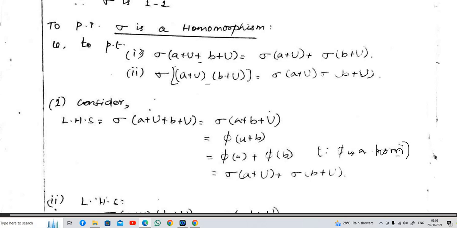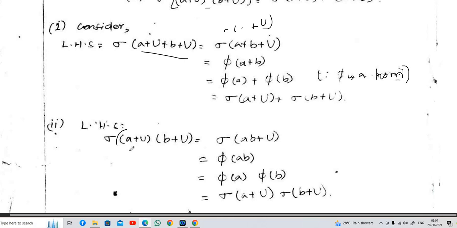So we consider the LHS of the first one, and remember sigma will function only if it is of the form sigma of an element in R plus U. So this should be an element in R. We simplify this further by the definition of addition in R mod U. We have this, and only if it is in this form, sigma will function, and it will take the element to phi of A plus B. And because phi is a homomorphism, this is phi of A plus phi of B. But phi of A is nothing but sigma of A plus U, and this is sigma of B plus U.